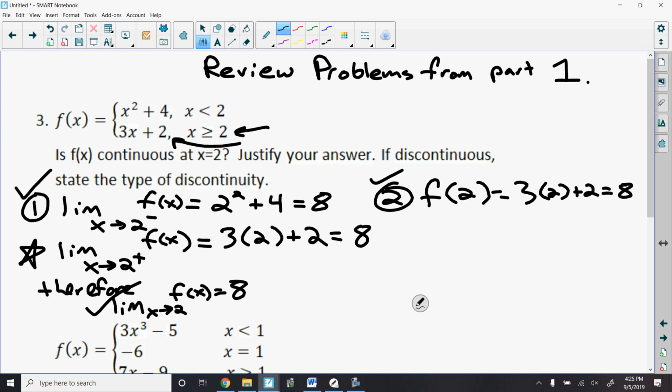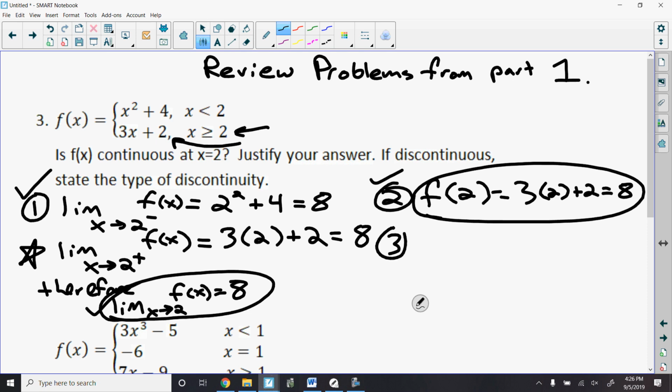Now I'm not done yet. Step 3 then, I need to show that f of 2 and the limit as x goes to 2 of f of x are the same. Are they? Well, yeah, I got 8 for both of them, right? My limit gave me 8. F of 2 gave me 8. Therefore, step 3, I can say f of 2 equals the limit x goes to 2 of f of x. And then I can say equals 8, just to show that I calculated that. Okay. This right here passed all 3 steps to prove continuity.